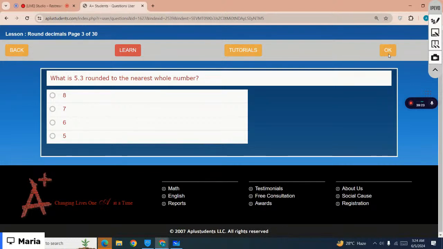What is 5.3 rounded to the nearest whole number? Which is the correct option? The correct option is, yes, 5, because the digit right after the decimal point is less than 5, so you need to round off to 5.